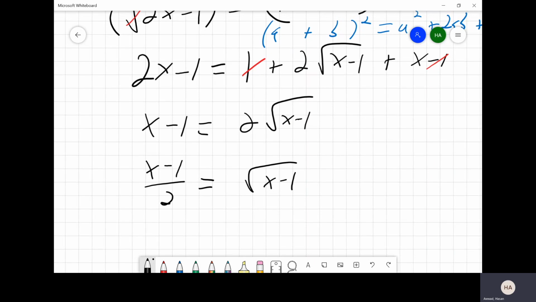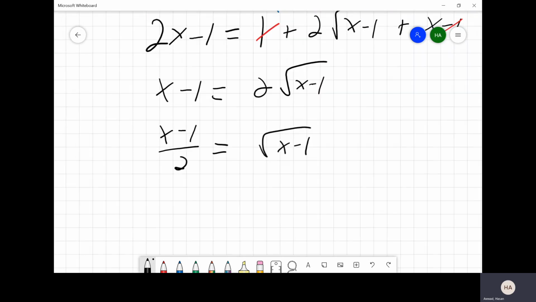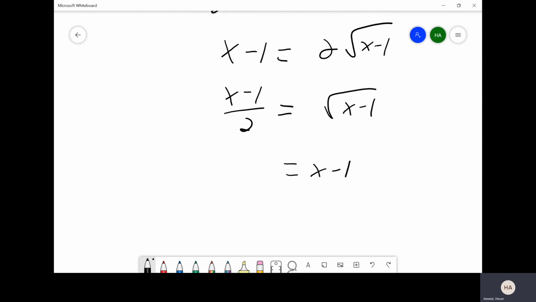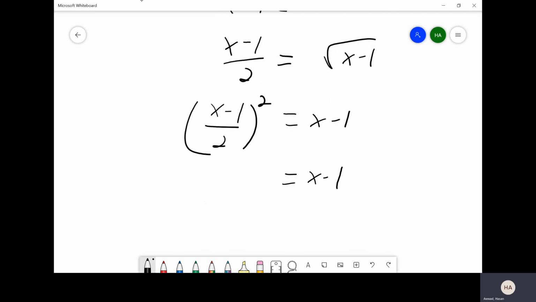Okay, and let's go ahead and square both sides. So squaring both sides, we get x minus 1 over 2 squared, right? Okay, so x minus 1. And what's happening up here?